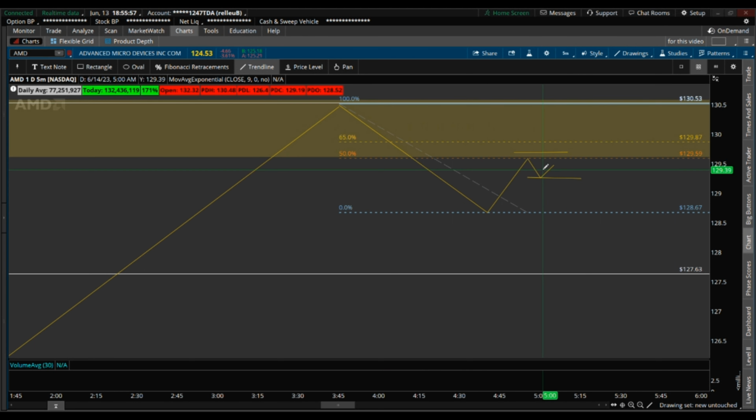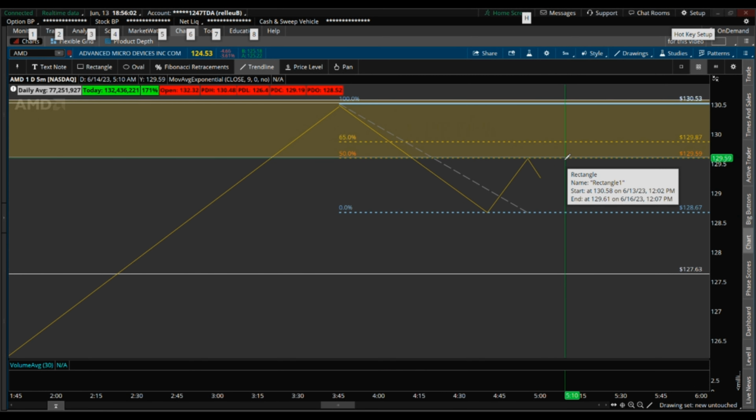But that's the lead test, though. That's essentially what you're looking for. You want to look for that lower high. Now, let's look at some other variations of this, because they're not always going to be perfect.